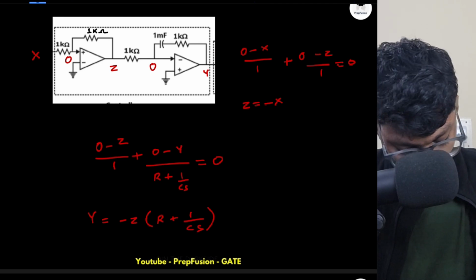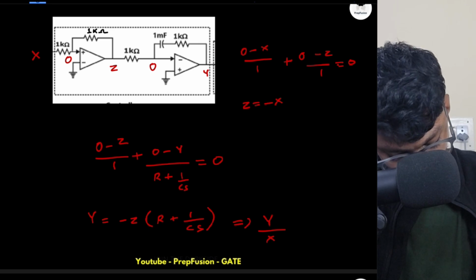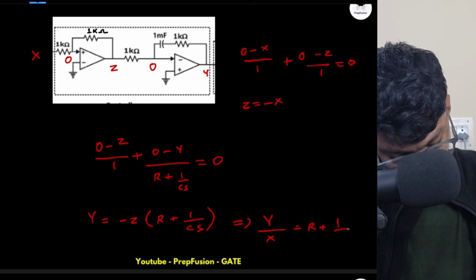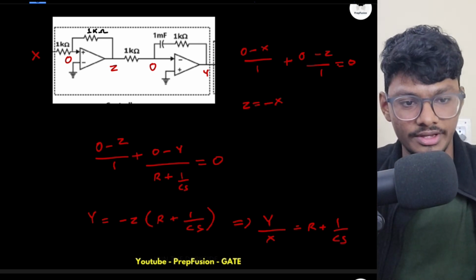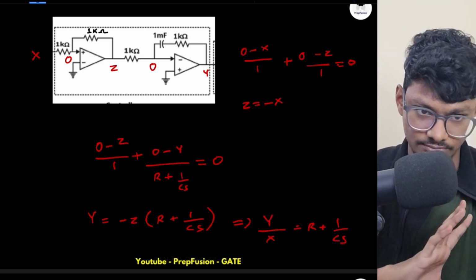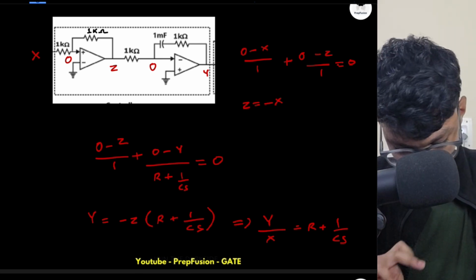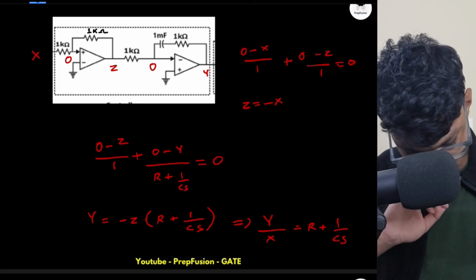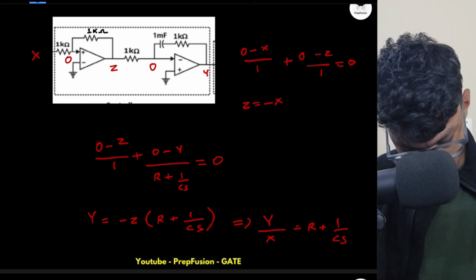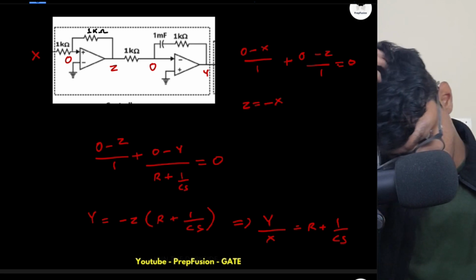Okay, and what is z? z is minus of x, right? So it comes out, so your y by x, the transfer function, comes out to be R plus 1 by CS. This is the transfer function of that whole block. Okay, now this is fine. R divided by 1 plus CS, right? Everything I have done is correct. That is what I'm just checking, whether I'm correct or not. That should be on the top. This should be one here. Yeah, this is fine.